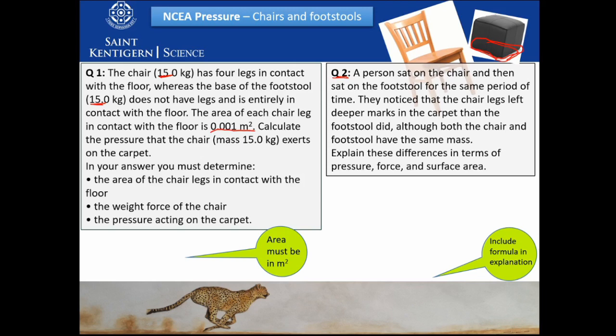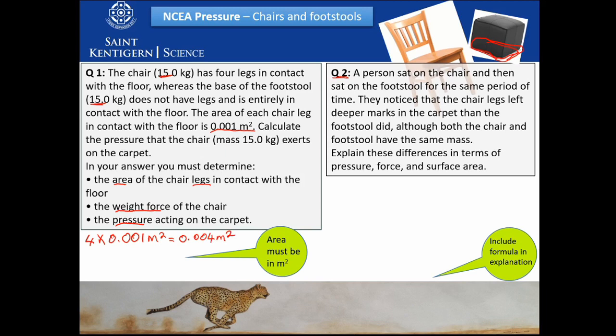So calculate the pressure that the chair with a mass of 15 kilograms exerts on the carpet. In your answer, you must determine the area of the chair leg in contact with the floor, the weight force of the chair, and the pressure acting on the carpet. So let's do the first thing. So area, weight force, and pressure. First, there's 4 of them, so we say 4 times 0.001 meters squared equals 0.004 meters squared. Okay, so that's easy.